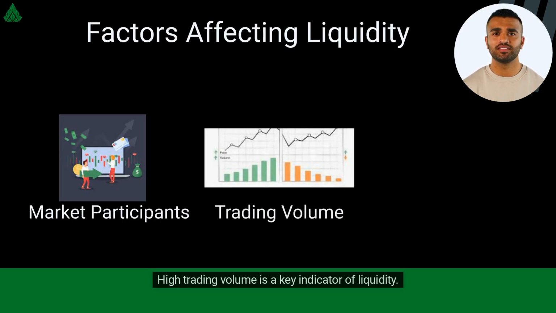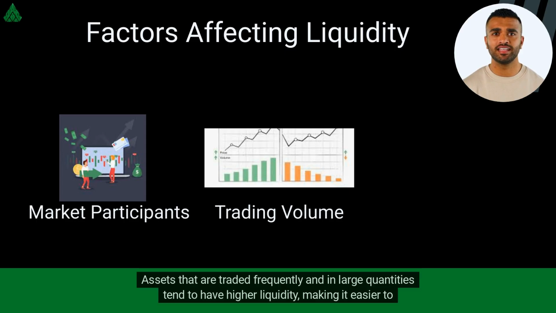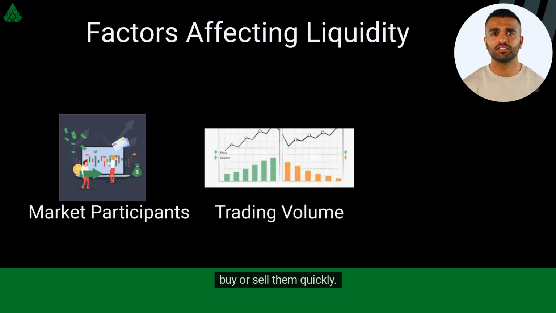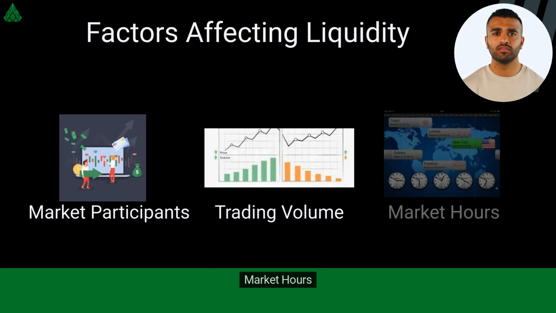Trading volume. High trading volume is a key indicator of liquidity. Assets that are traded frequently and in large quantities tend to have higher liquidity, making it easier to buy or sell them quickly.